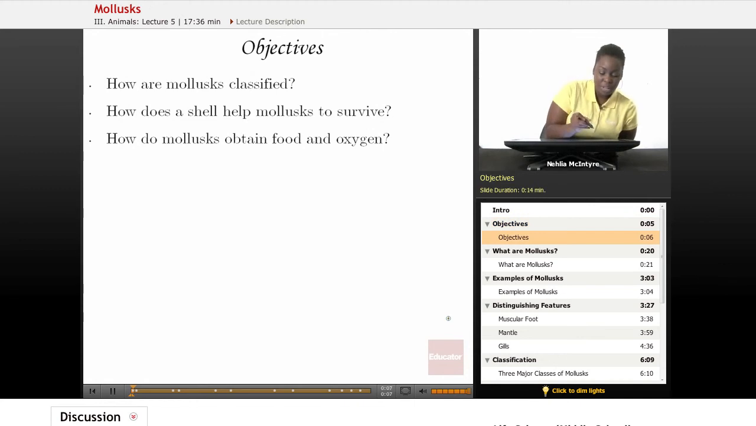Our objectives for today would be, number one, how are mollusks classified? Number two, how does a shell help mollusks to survive? And number three, how do mollusks obtain food and oxygen?